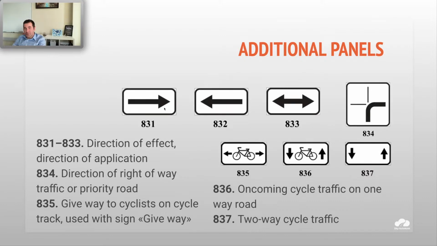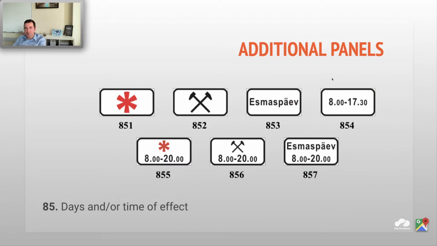Direction of effect, well, we checked that before. Direction of right of way traffic or priority roads. Usually this one will also come with the giveaway sign or with the main road sign. So it tells us where the main road goes, in which direction. And also giveaway to the cyclist on cycle track, use the sign giveaway. It also tells us in which direction bicyclists can go. For example, this last one is a two-way cycle traffic, or oncoming cycle traffic on a one-way road, or just an intersection with cycle traffic.